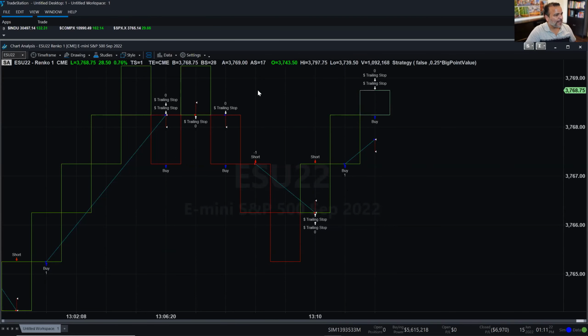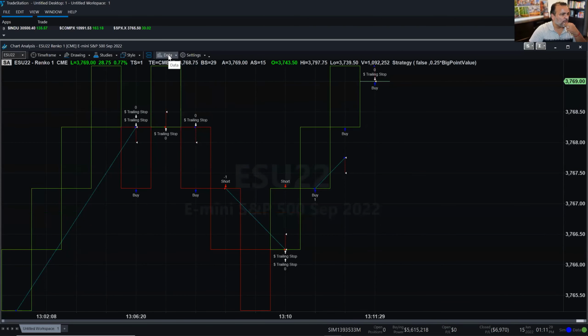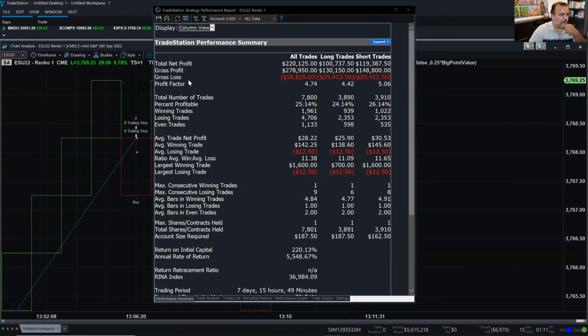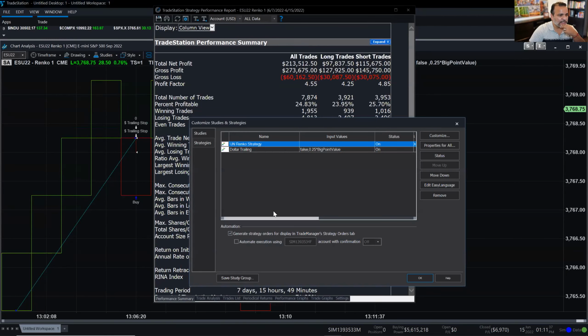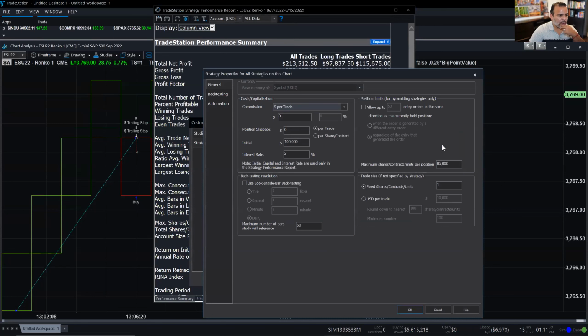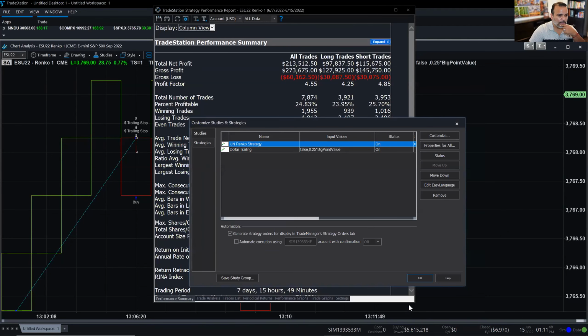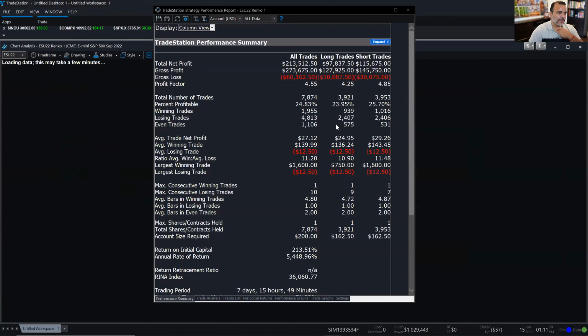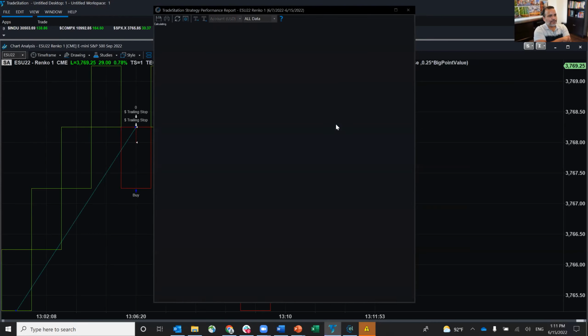And what I wanted to show you is that I can come here and let me pull up the strategy performance report. Okay, so this is the strategy performance report. If I go to studies and edit the strategy, and I go to properties for all, let's use look inside bar back testing and use one tick. Okay, let me see if the report changes.